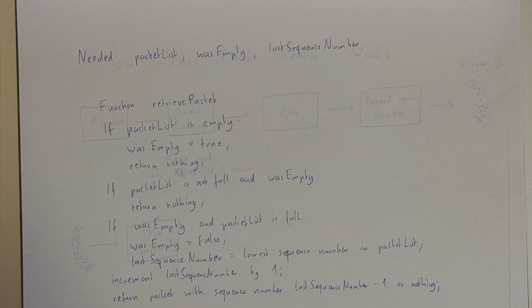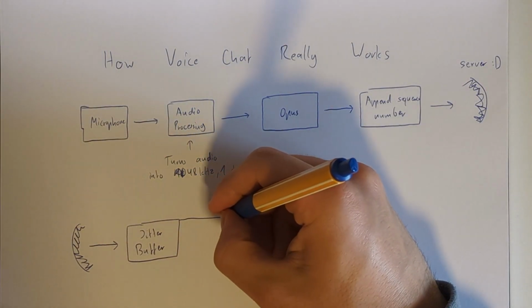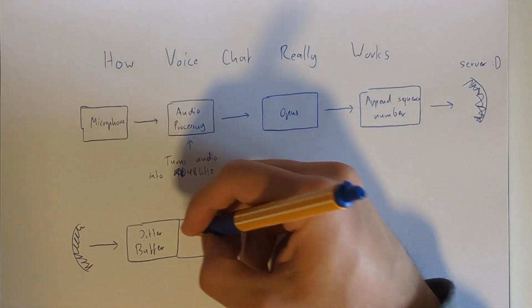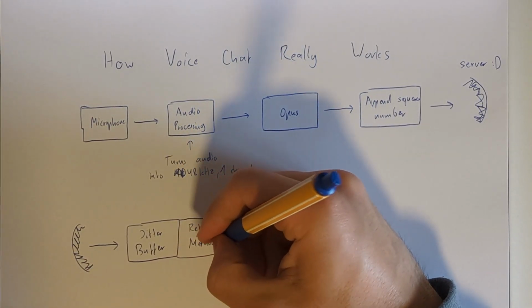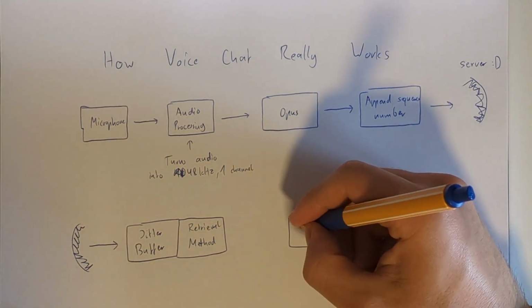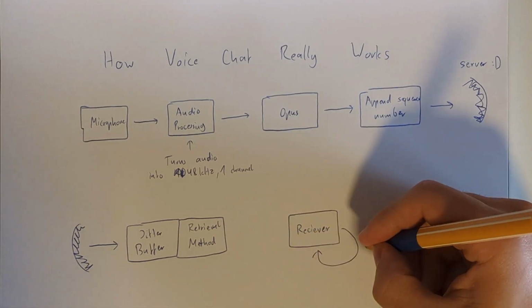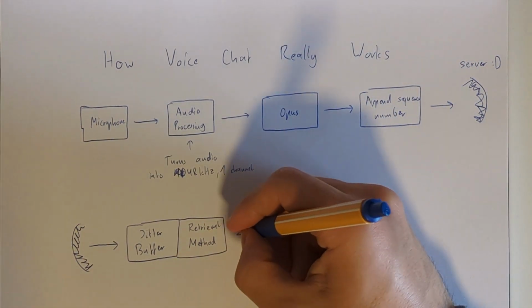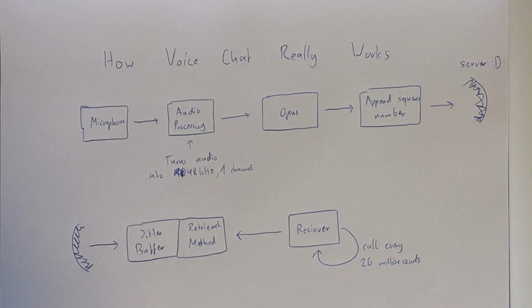So let's go back to our sketch. We'll just draw this method as a box right here next to our jitter buffer to signal that it's a method implemented on it. We'll just point an arrow to this box from our receiver. We'll also draw an arrow from the receiver pointing back at itself, just to signal that it's going to be running every 20 milliseconds to try and get a new packet from our jitter buffer. And with that, the really complicated part is actually already over.